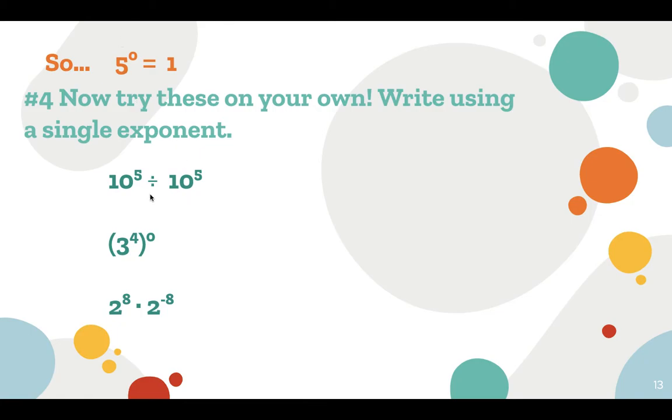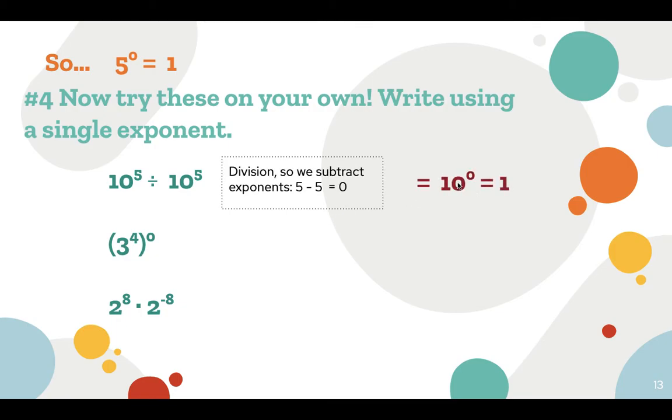All right, so here we go. This one's a division problem, so that means we're going to subtract our exponents. Keep our base, but subtract our exponents. 5 minus 5 would be 0, so it's going to be 10 to the 0 power, and we can bring that down further. Anything to the 0 power is 1.